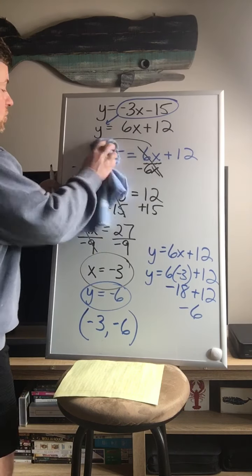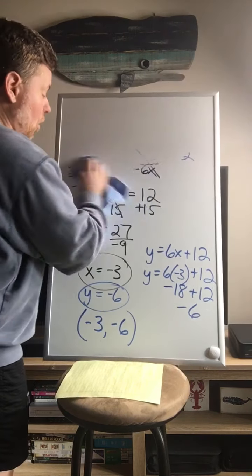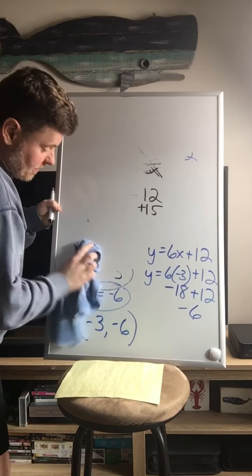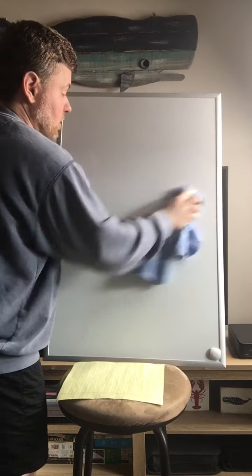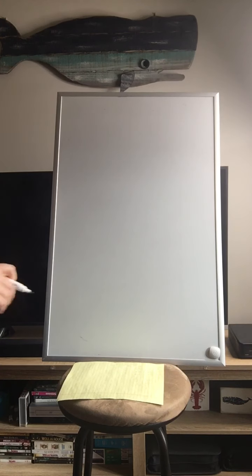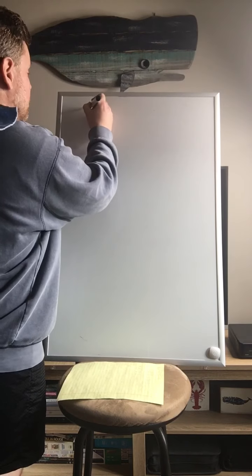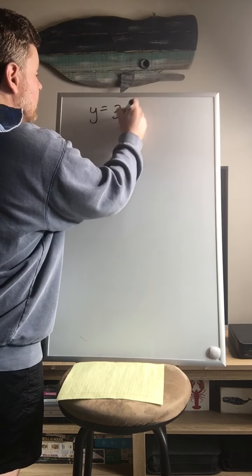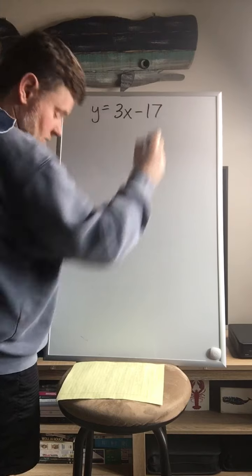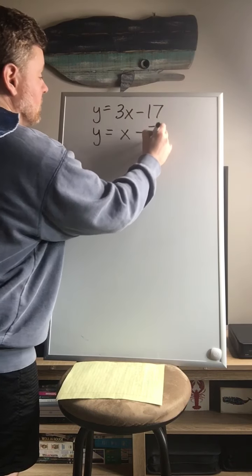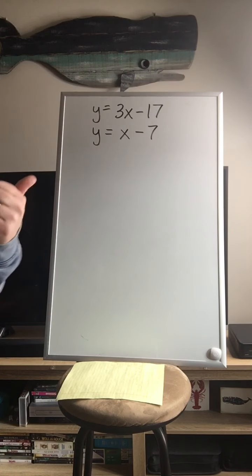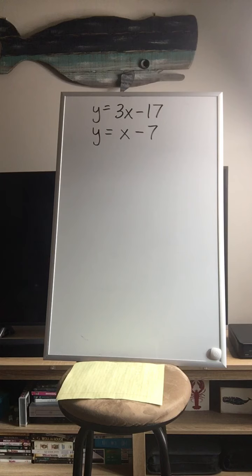All right, let's do one more together. I'll have you try this one, pause the video. All of the problems we're going to be doing this week are going to be like this, practicing this. Okay? So I think you'll get pretty good at it by the end of next week. Okay? All right, so let's do y equals 3x minus 17 and y equals x minus 7. Okay? So why don't you take a look at that problem, pause the video, and go ahead and see what you can do as far as solving it.